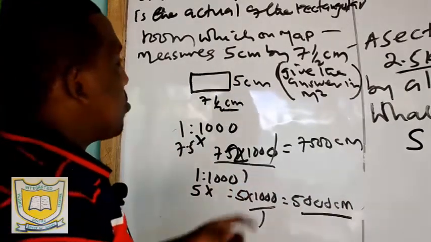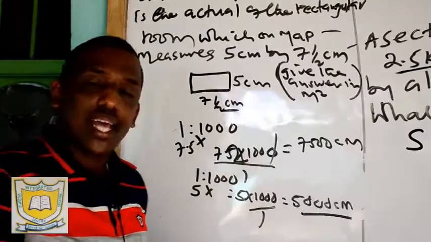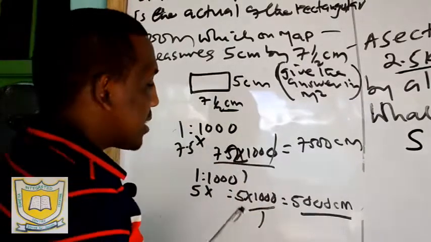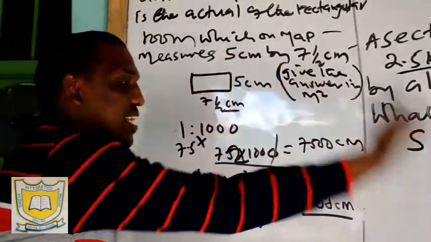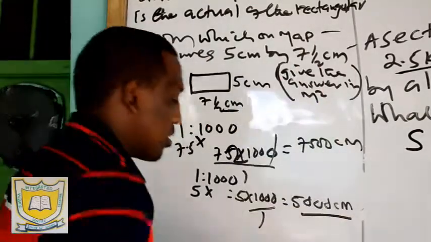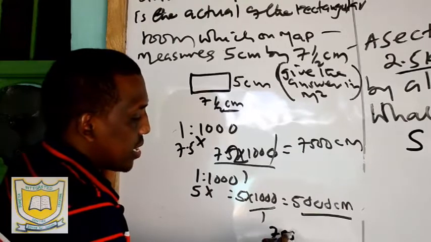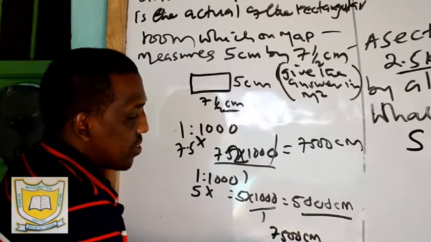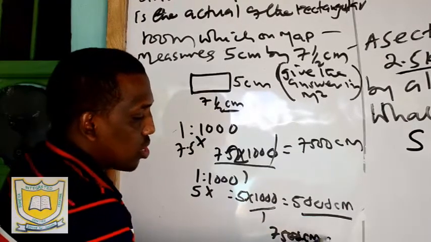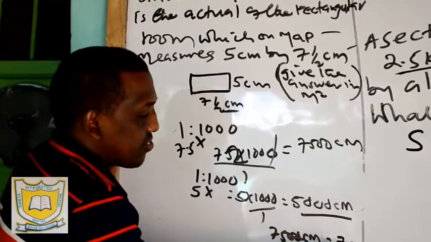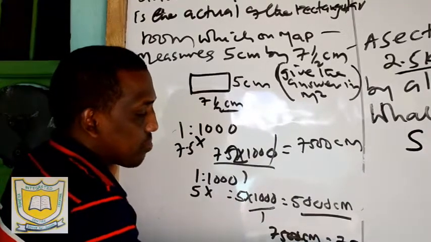What do we do now? They said in meters now. I want to change into meters. I said earlier, you first change the length into meters, then change the width into meters. Let us change this one. So it is 7,500 centimeters divided by 100. Cancel, cancel. You will get 75 meters.